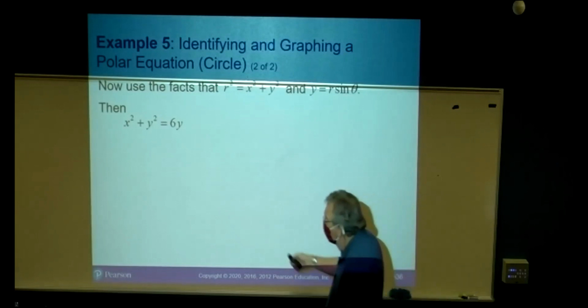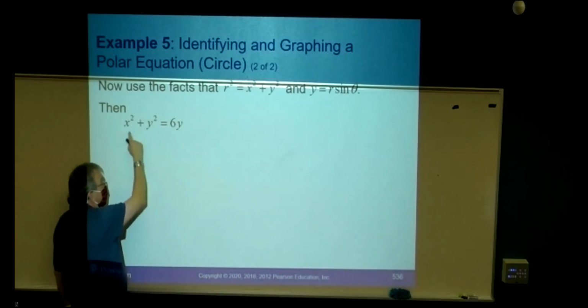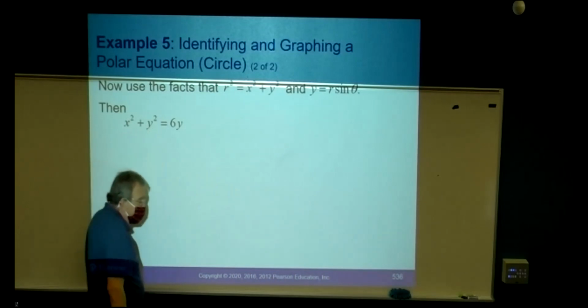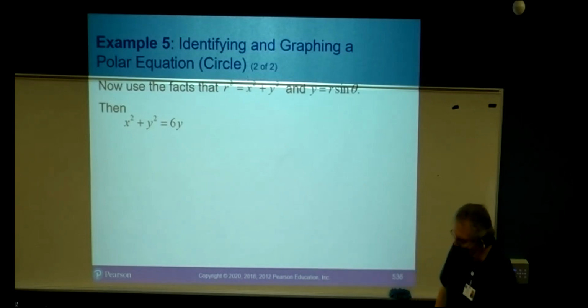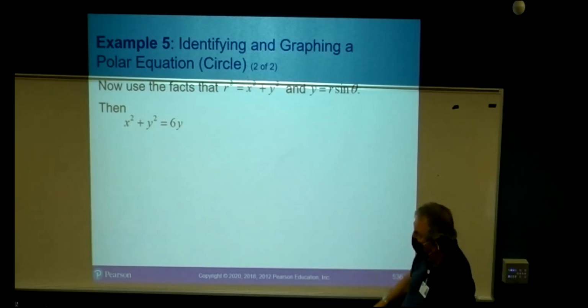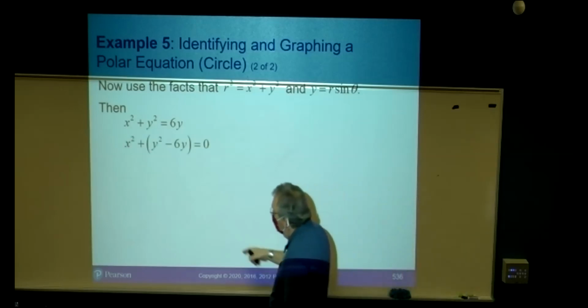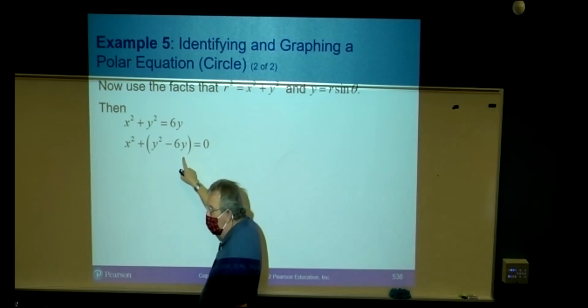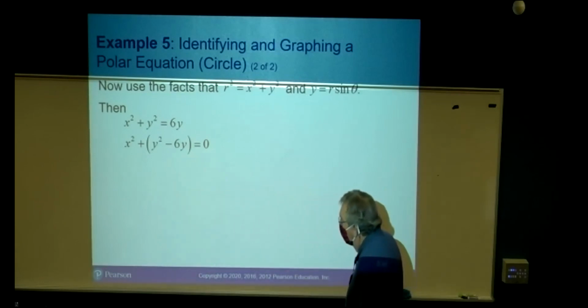And then I subtract 6y from both sides, so this gives me a circle. Whenever you're adding x squared and y squared, you've got a circle. But it's not always centered at the origin, and this one is not centered at the origin. So we complete the square again: I take half of negative 6, which is negative 3, and I square it. So I'm going to add 9 here, and I'm going to add 9 here, and this becomes x squared plus y squared minus 6y plus 9 equals 9.